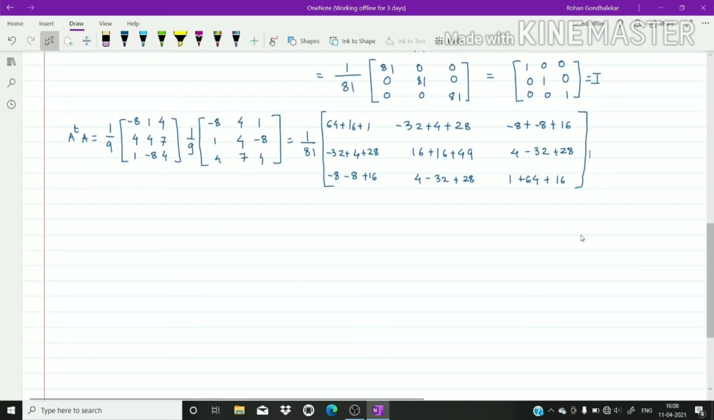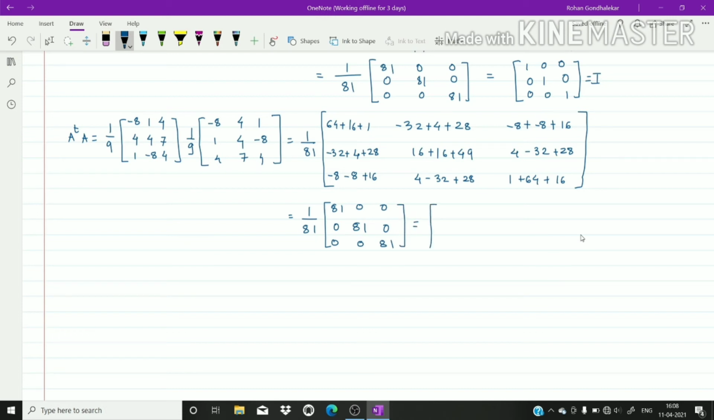So this calculation provides me 1 upon 81 into bracket, again same 81 0 0 0 81 0 0 0 81, which is nothing but an identity matrix of order 3 by 3. So now I call this equal to identity. I call this as number 2 and this as number 1. So from 1 and 2, what I'm getting?